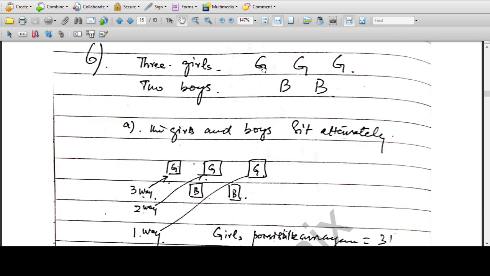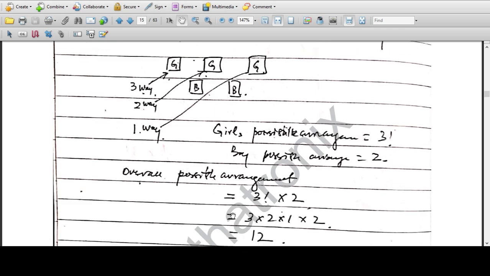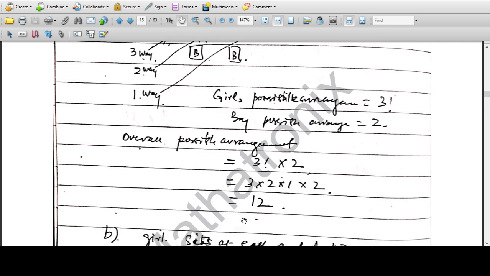For part A, sitting alternately: three girls and 2 boys. So the girls are here and the boys are here. Girls can sit in 3 ways, 2 ways, and the last one is 1 way. Similarly for boys, 2 ways and 1 way. So the girls' possible arrangement is 3 factorial, and the boys' possible arrangement is 2 factorial. So this is 3 factorial into 2 factorial, 2 factorial means 2, so this is 12. So all possible arrangement is 12.